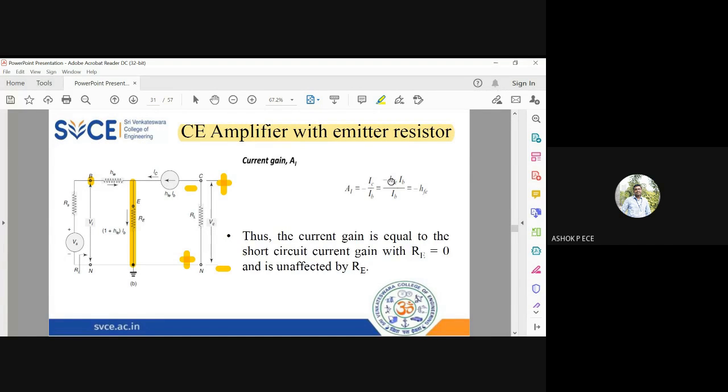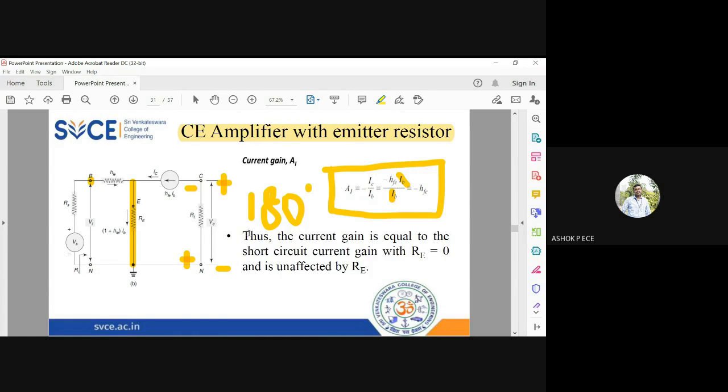IC is equal to HFE into IB, substitute, and IB and IB will get cancelled, so the current gain is going to be minus HFE. So current gain being negative doesn't mean that it is a loss. Usually if gain is negative, we call it a loss, but here it is not a loss. This minus sign is because of the 180-degree phase shift, which happens inside a common emitter amplifier. The cos 180 is minus 1, right? The phase shift is 180, so the phase shift will come as a minus sign in both voltage gain and current gain.